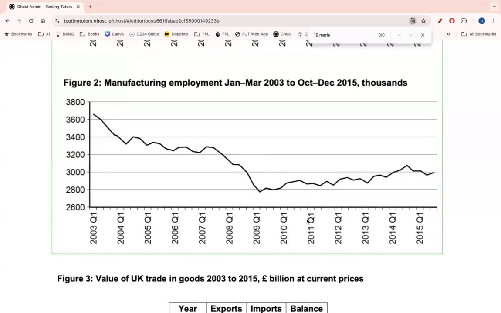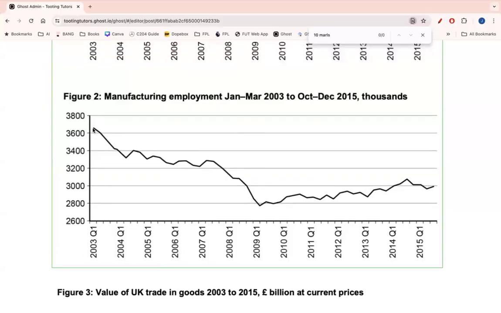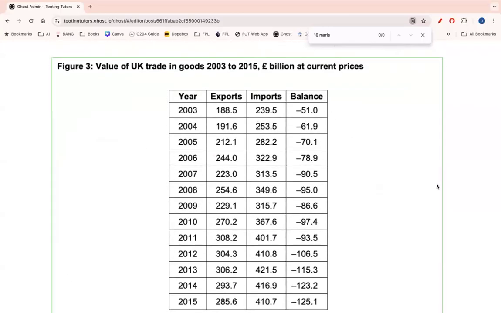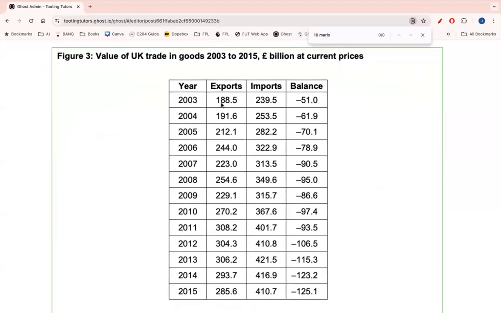Point 2, figure 2 shows that the number of jobs in manufacturing has gone down, from around 3,650 to 3,000. This one shows that exports have gone up, but they also went up and then down, but overall they've gone up. Imports have gone up quite a lot, and the balance of payments has gone down. Surely, if exports have gone up, it doesn't show a decline in the industry. Yeah, that's a good point. That's what I was thinking earlier as well.